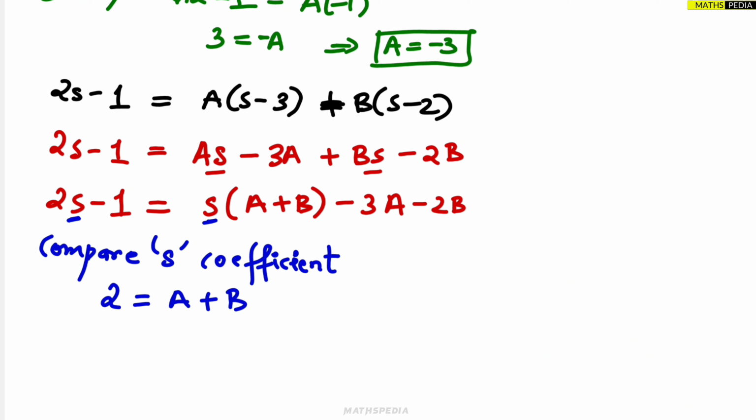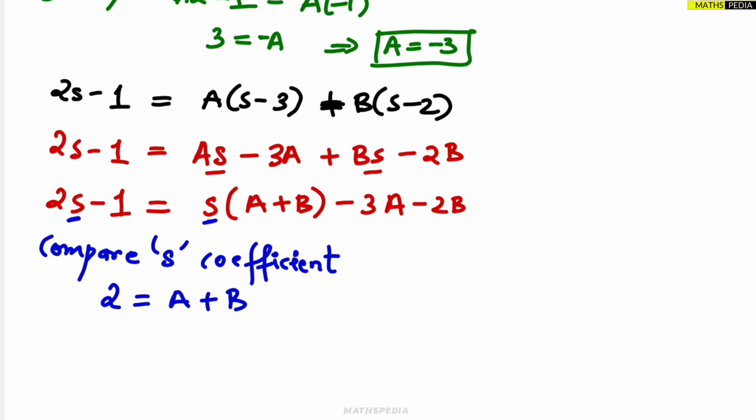Minus 1 is sitting on the LHS. On the RHS, both are constants, so you can write it as minus 3a minus 2b. Very important. Now the minus signs on both sides cancel out. 1 is equal to 3a plus 2b. So this is the second equation you got. Now we have got two equations after comparing.